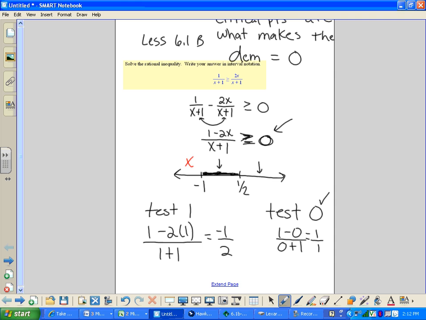So the point is, is it negative? Well, a negative is not greater than or equal to 0. So this interval wouldn't give me a solution either. So I only have the numbers that are in between negative 1 and 1/2. So notice the question asks me to write my answer in interval notation. So I'm going to write interval notation off of my number line there. So I'm going to write my answer. We'll move this out of the way.